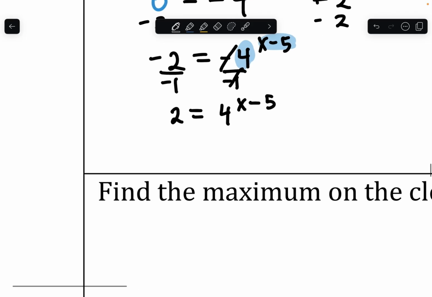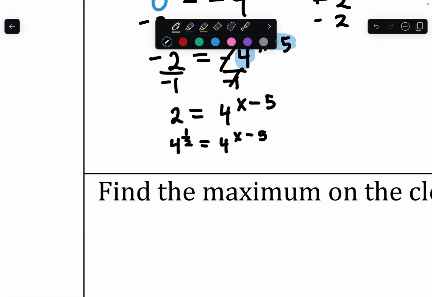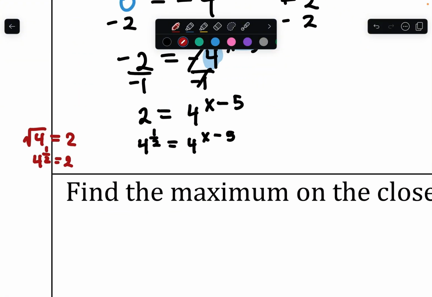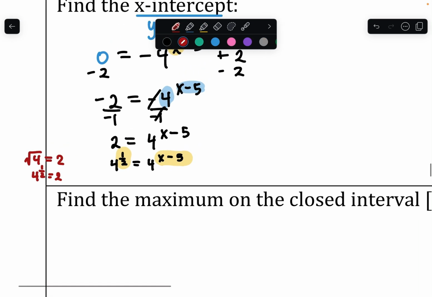Now, similar to the last example, 2 is technically 4 to the 1/2 power because it's the square root of 4. And a square root is the same thing as a 1/2 power. Remember, we're always trying to get a common base so we can avoid using the calculator and avoid using log. And so now that my bases are both 4, I can set the exponents equal to each other, which gives me 1/2 equals x minus 5.